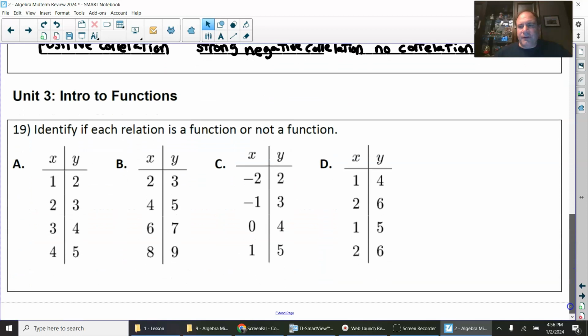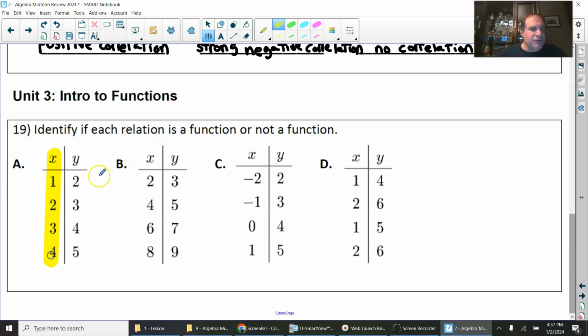Unit 3, Intro to Functions, and this is when you kind of start to speed up a little bit. We have identify if each relation is a function or not. We're going to look at all of the x's only. So if the x's do not repeat, then this is definitely a function. Looking at the x's only, none of the x's repeat, same thing, that's a function.